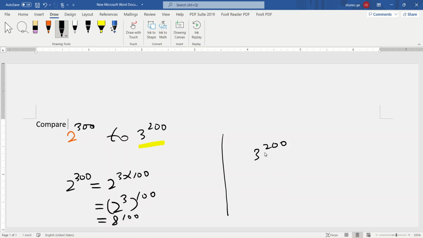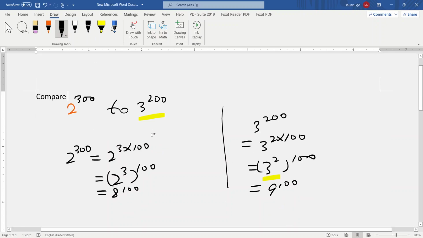3^200 equals 3^2 times 100. 3^200 equals (3^2)^100, which equals 9^100. So now we can compare.